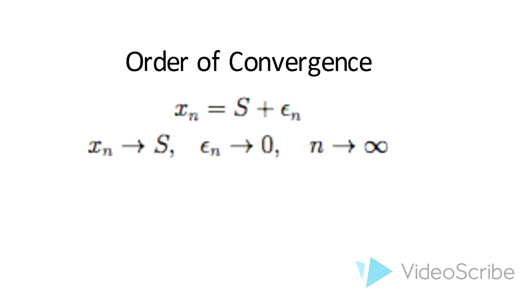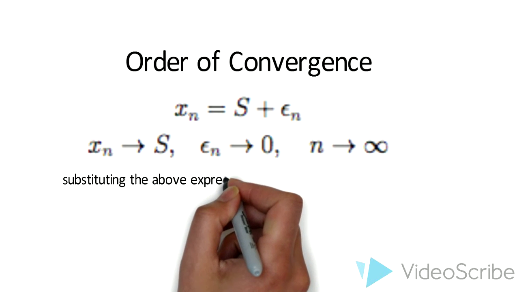Since this method is quite similar to the secant method, the order of convergence can be evaluated similarly to the secant method by letting x_n equal s plus epsilon_n. To construct the order of convergence, we let x_n equal s plus epsilon_n, where s is the solution and epsilon_n is the error. What we want, of course, is for our estimate x_n to approach our solution s, when the error approaches 0 as n approaches infinity.